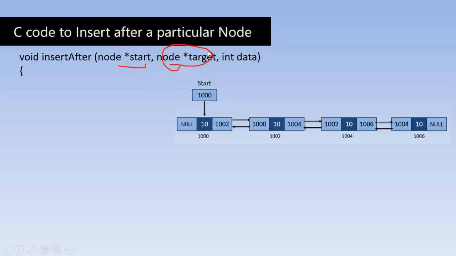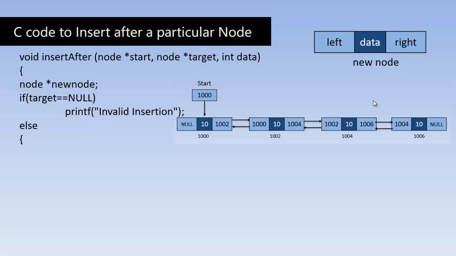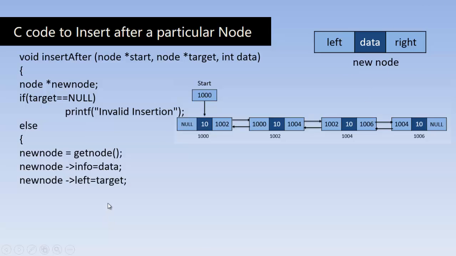Let us imagine the target element has been found, and that is returned to this function. Now I'll create a new node which is going to be inserted in the middle of the list. If target equals null, which is returned by the previous function, invalid insertion, else I'm going to create a new node using the getNode function. So this is the return type of that function. So one node has been returned and the data has been stored inside the data field. Now I'll store the address of the target node inside the left part of the new node.